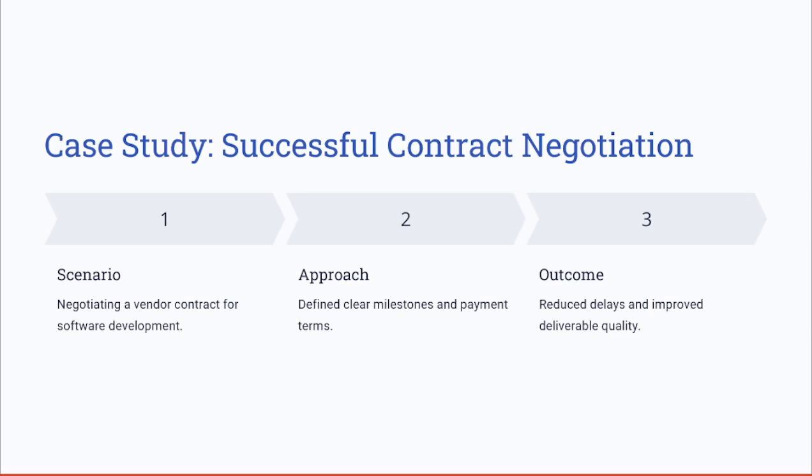Let's now take a case study on a successful contract negotiation. In a software development project scenario, a client negotiated a contract with milestone-based payments tied to deliverable quality. This ensured the vendor's accountability and reduced delays. The vendor was accountable for the project quality, deliverables, and the delivery timelines. That led to the project's successful completion on budget and schedule and meeting the quality requirements.